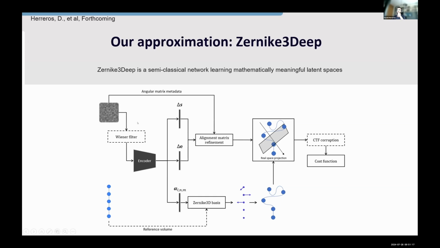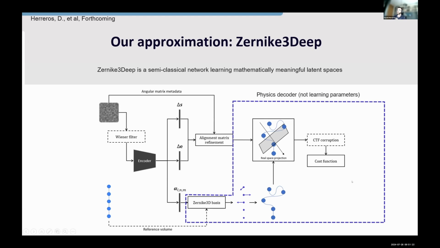So here, if we compare to HetSIREN, the network we were seeing before, all this part here will be the decoder plus the physics decoder that we were seeing. But here we don't have a volume decoder. Here we have a physics decoder that includes the knowledge of how to project images and the knowledge of how to produce motion fields from Zernike coefficients. So this physics decoder is not learning anything. It's based on our knowledge, and we are giving this knowledge to the network, and the network will learn how to use it to produce meaningful Zernike coefficients. So this is the idea.